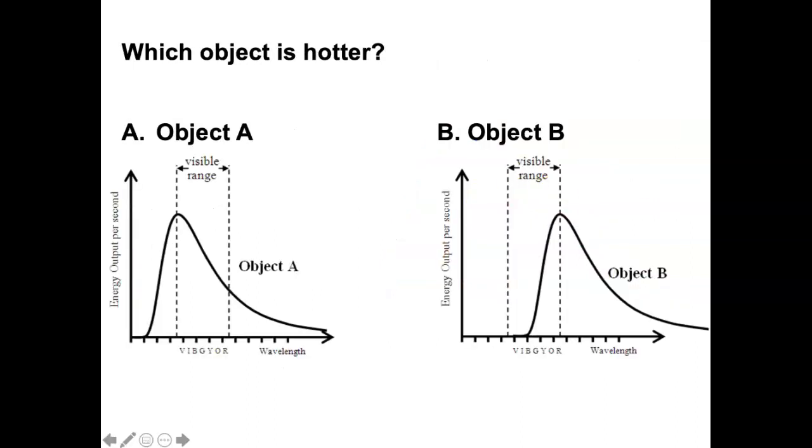How about this? Which of these objects is hotter? Well, this object is peaking at the violet. This object is peaking in the red. So which of those objects is hotter? The object that's hotter is going to have its peak at longer wavelength or shorter wavelength? Shorter wavelength. So A must be hotter.